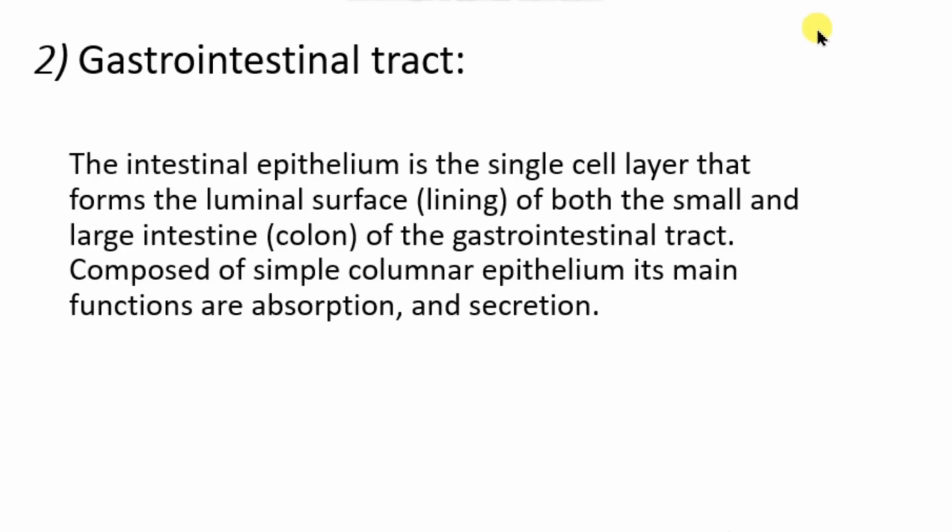So guys, let's have a look at our next example. We have the gastrointestinal tract. The intestinal epithelium is a single cell layer that forms the lining of both the small and large intestine of the gastrointestinal tract. It is composed of simple columnar epithelium. Okay, so its functions are absorption and secretion.